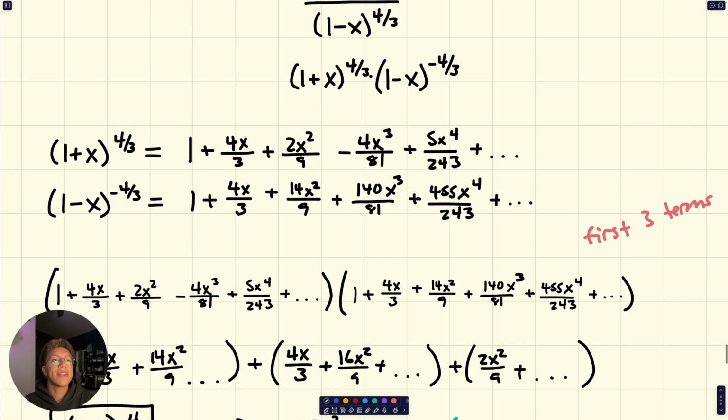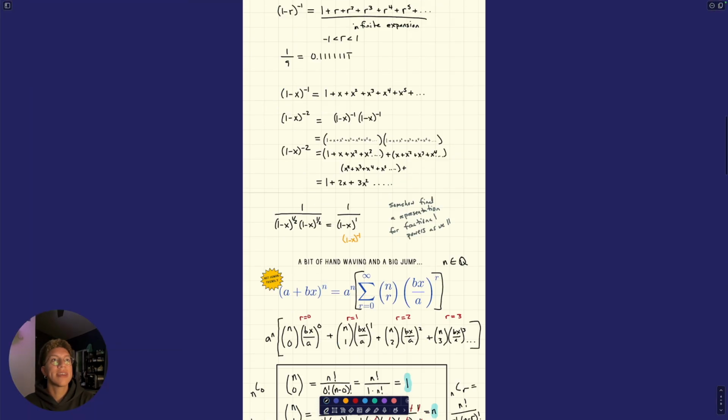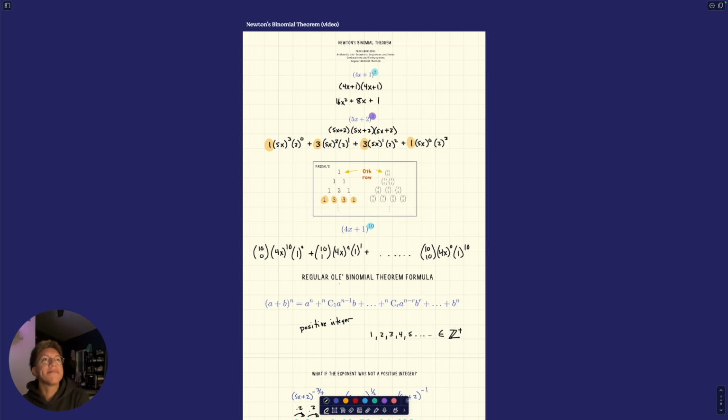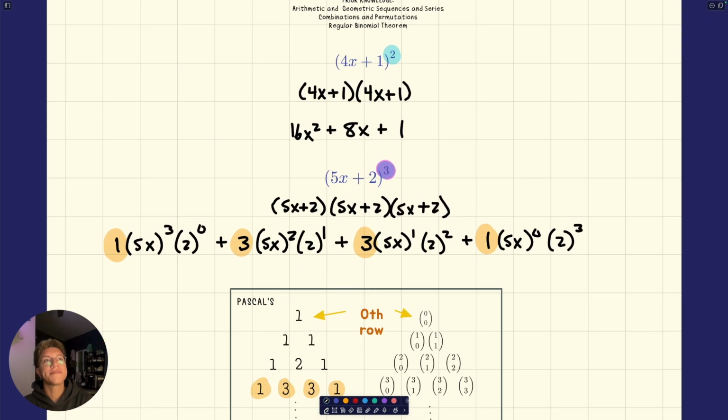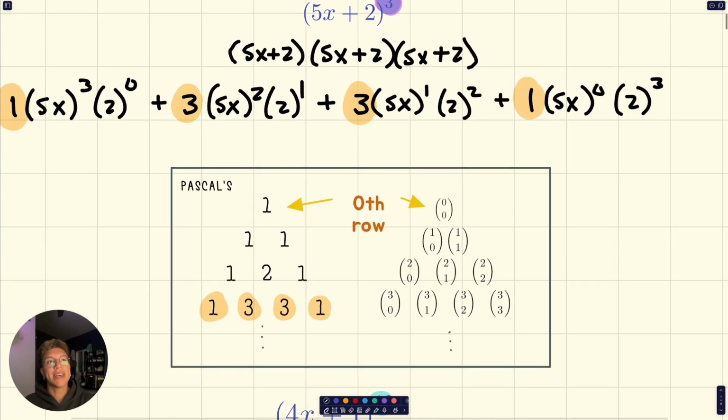All right, so that is a lot to go through. We started with something really simple at the very beginning. We're just talking about our simple binomial theorem for positive integers. We did a quick recap of Pascal's triangle.